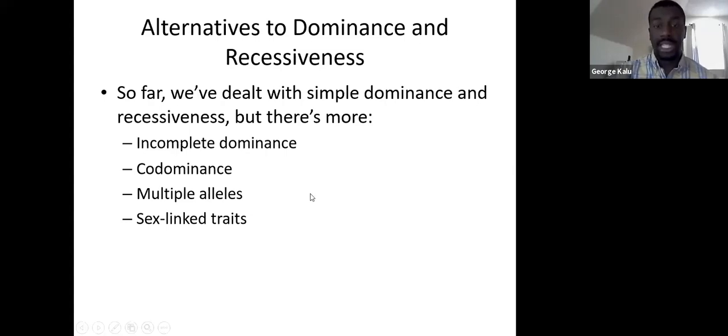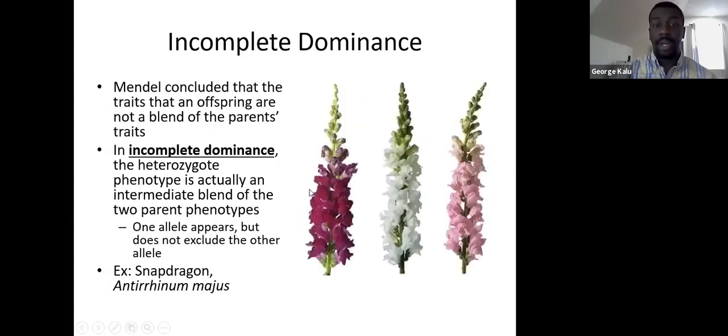So we'll take a look at each of these, and we're going to start by taking a look at incomplete dominance. One of the things that Mendel had concluded was that when we're looking at an offspring's traits, the traits are not going to be a blend of the two. However, that's only true for some traits and some characteristics. There are certain characteristics and certain traits where we actually do see a blending of our parents' phenotypes here. And that is what we call incomplete dominance.